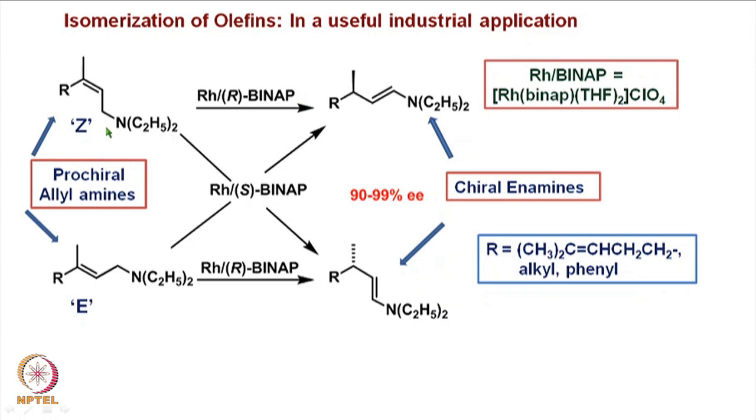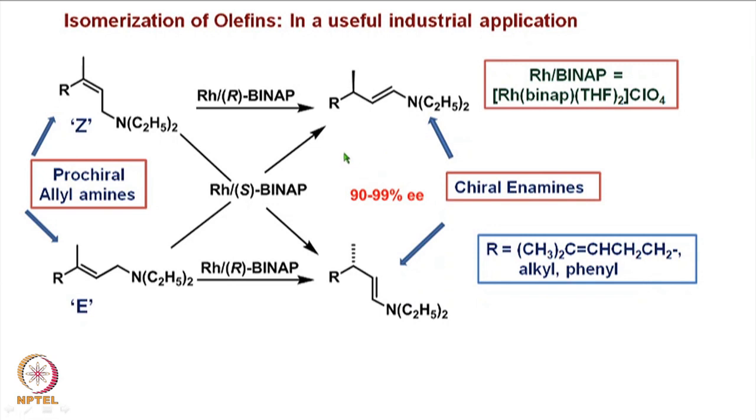Now, if we change the geometry of the prochiral allyl amine from Z to E and react with the same rhodium catalyst but with R BINAP, then what we get is the chiral enamine of this kind with the absolute configuration of the asymmetric center being as shown here, which is opposite to what was observed here. Now, the same allyl amine, when it is reacted with the same rhodium catalyst but now with S BINAP as a chiral ligand, then what we get is this type of chiral enamine.